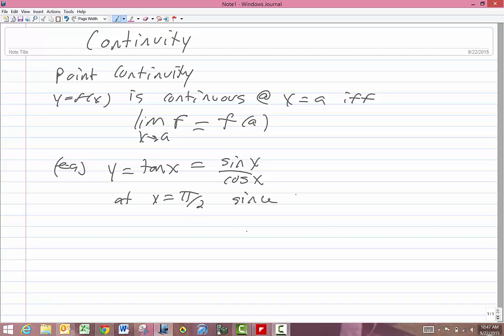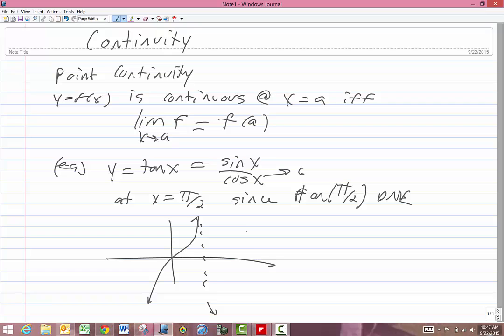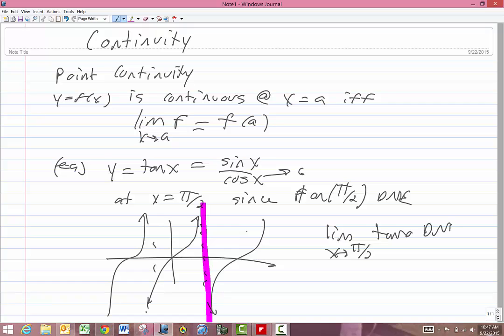Since the function does not exist, the tangent of pi over 2 doesn't exist. It gives us 0 in the denominator. That's one reason. Also, if you recall, the tangent function has these nice little vertical asymptotes. Here a couple periods, 3 periods. And if you notice, here's my pi over 2 value. And so the limit as x is approaching pi over 2 for the tangent function does not exist either.